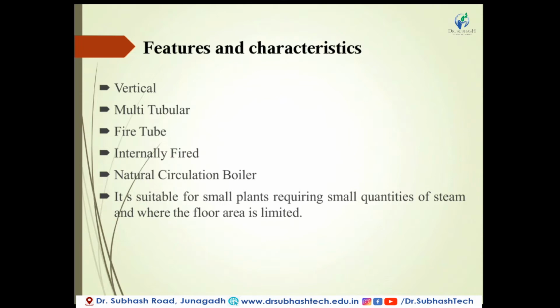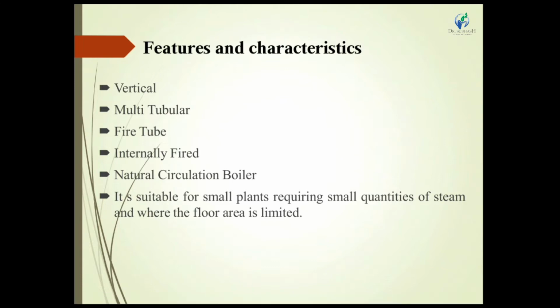The features and characteristics of the Cochran boiler: the boiler type is a vertical, multi-tube, fire tube boiler. There are a number of tubes. The flue gases pass through the fire tubes, and the surface is surrounded by water. Internally fired means the smoke and flue gases are created inside the boiler. It is a naturally circulating boiler, so we do not have to add any external pump to circulate the water. It transfers naturally.